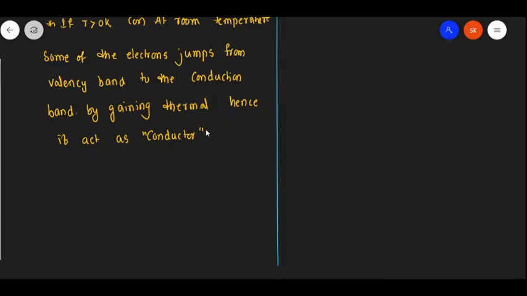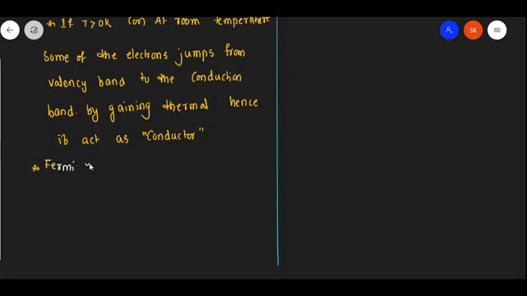Now, if temperature is greater than 0 Kelvin, what happens here? Some of the electrons jump from the valency band to the conduction band. Due to that, it acts as a conductor, because some free electrons and some holes are available. Next topic: what is the Fermi energy level?